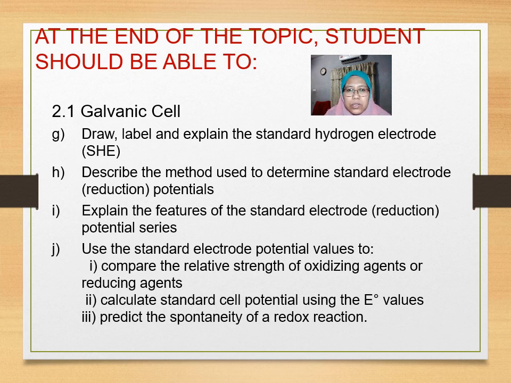And we use the standard electrode potential values to compare the relative strength of oxidizing agent or reducing agent. And we need to calculate the standard cell potential using the E0 red. And then we predict the spontaneity of a redox reaction.